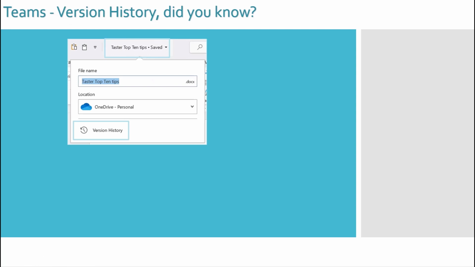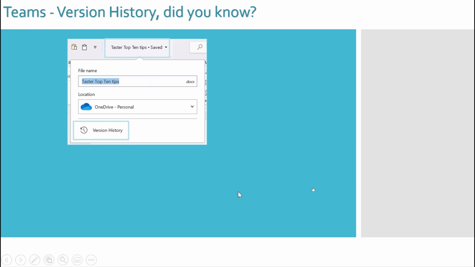Now, if you have saved this in your OneDrive, then you can click onto the drop-down arrow, and it will allow you to change the file name if you want to. You can also change the location. But more importantly for this tip, we've also got version history. A lot of people would go into SharePoint, they would go into OneDrive and go all the long way to go and change or look or compare versions.